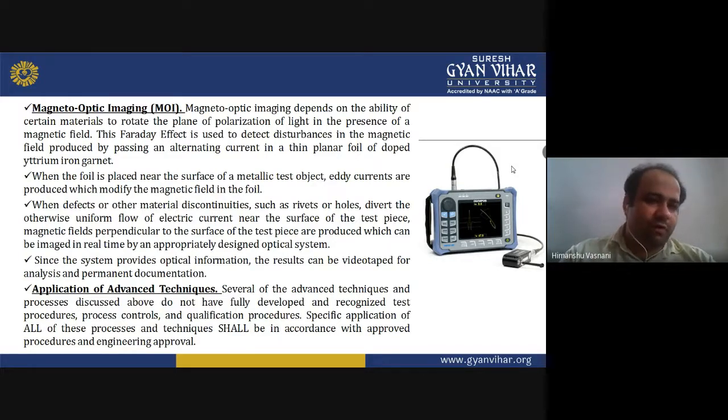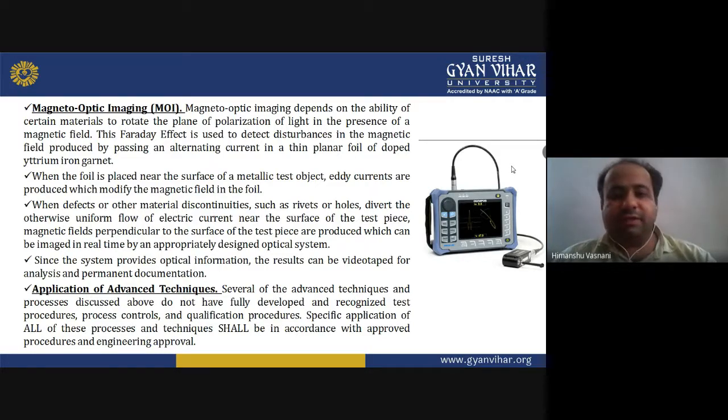When the foil is placed near the surface of a metallic test object, eddy currents are produced, which modify the magnetic field in the foil. When defects or other material discontinuities such as rivets or holes divert the otherwise uniform flow of electric current near the surface of the test piece, magnetic fields perpendicular to the surface are produced, which can be imaged in real time by an appropriately designed optical system. Since the system provides optical information, the results can be videotaped for analysis and permanent documentation.